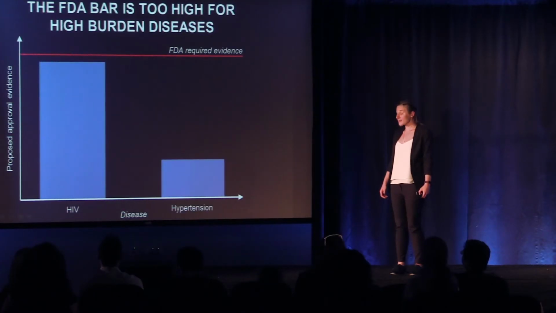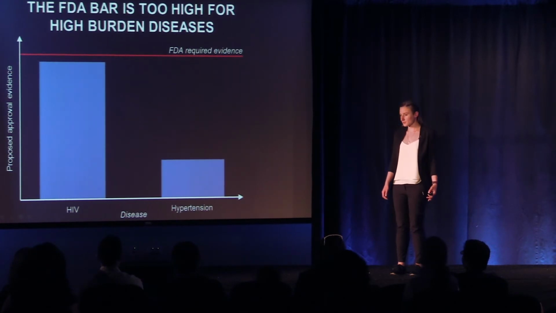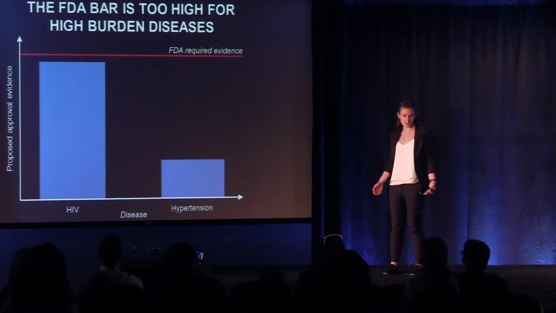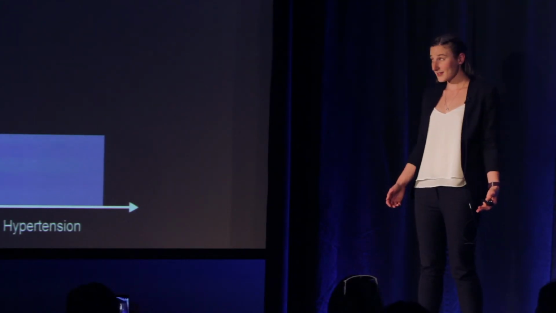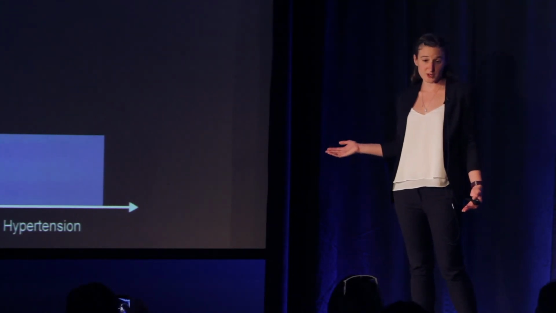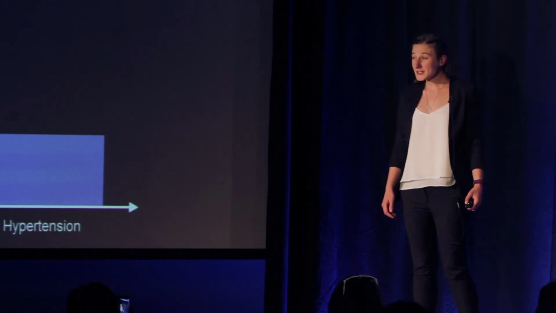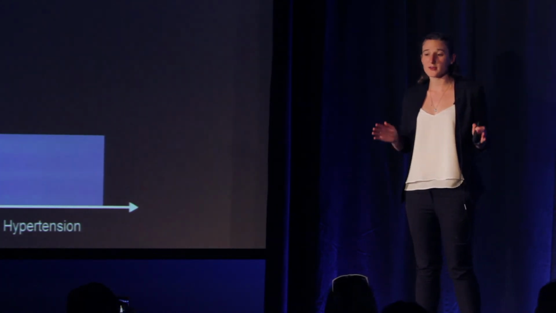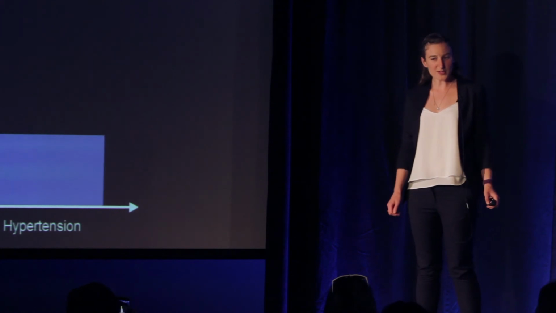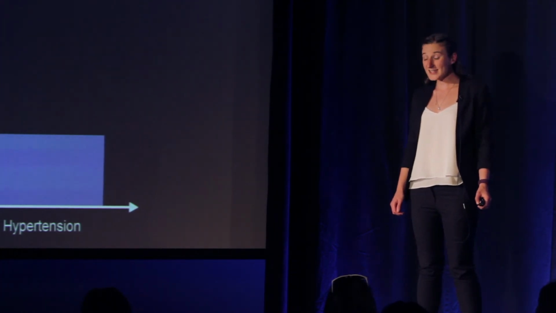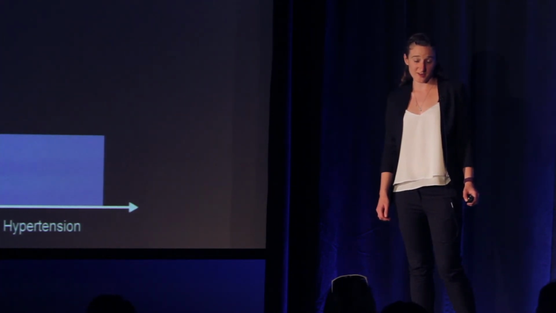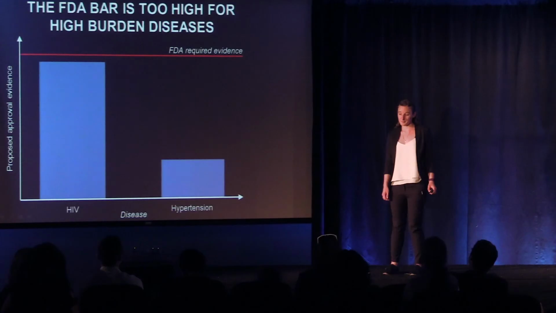As you can see, the FDA requires too much evidence for both diseases. But for HIV, this is close to optimal. This is because there are currently good treatments available for HIV, which have allowed affected individuals to live almost as long as healthy adults. On the other hand, the FDA makes it far too difficult to approve drugs for hypertension. Hypertension affects over 100 million Americans. And while there are many treatments available, heart disease is still the leading cause of death in this country. So we clearly need more.